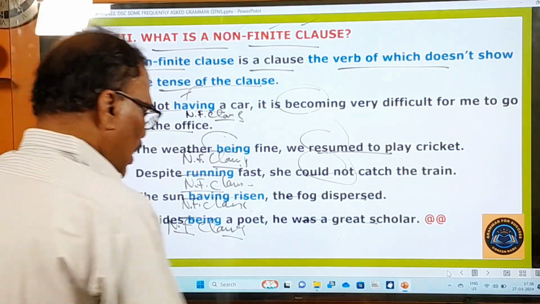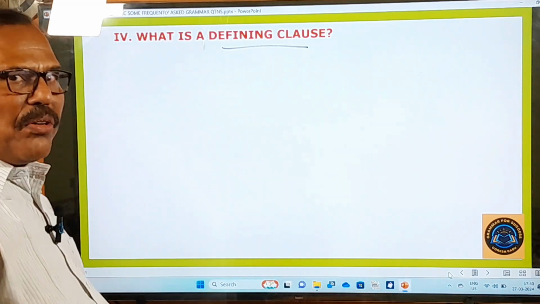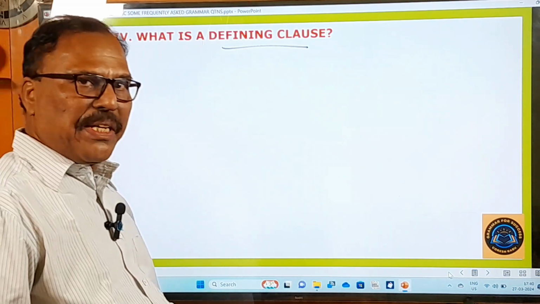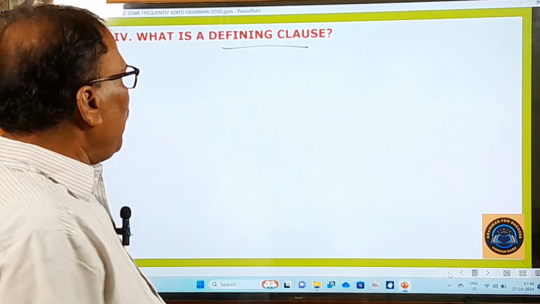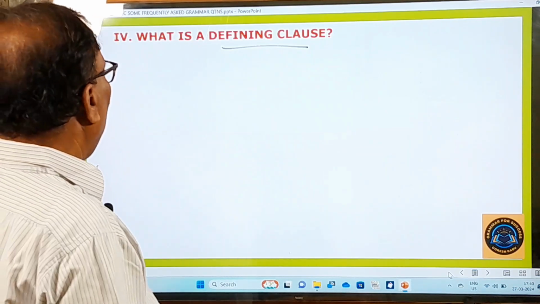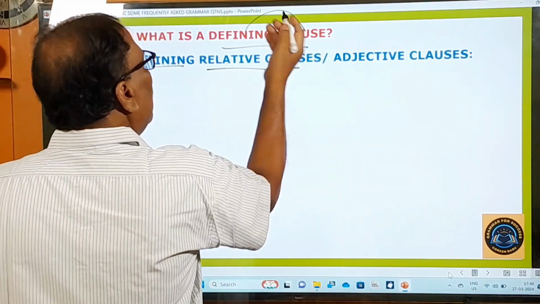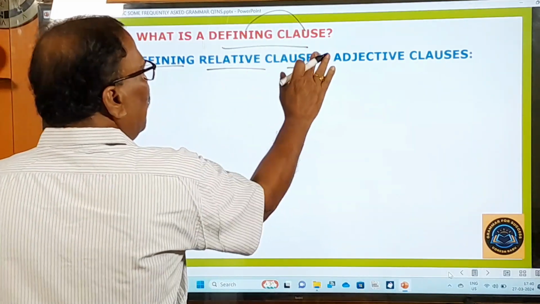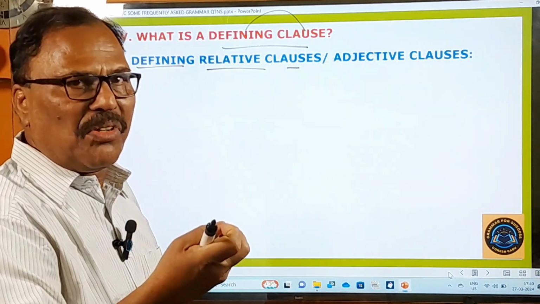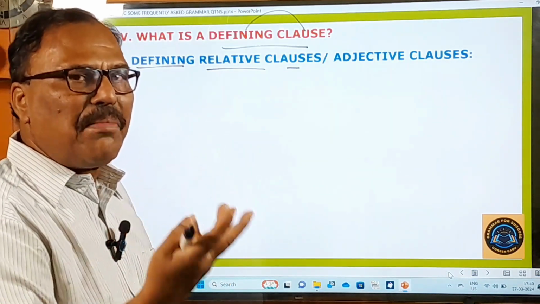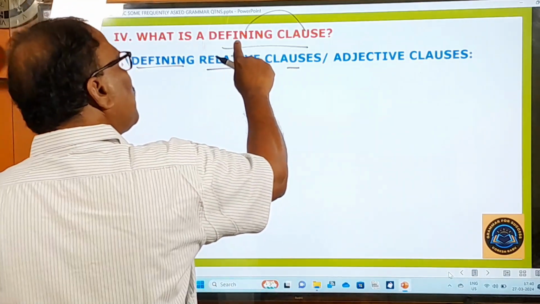Now let's move on to learn other clauses. What is a defining clause? Okay, it's a very important grammatical aspect from your TET or DSC examination point of view. Please pay very good attention to this. Defining relative clauses: defining clause means describing clause. Defining is nothing but describing. Defining is a grammatical term, but describing is a general English term. That's the only difference. So defining means describing.